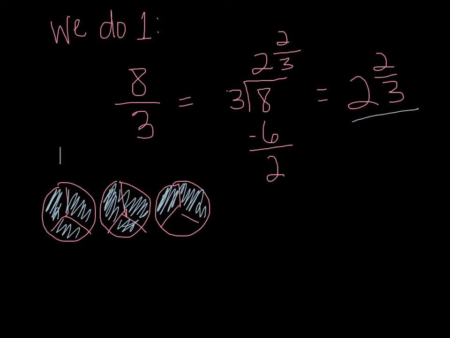Well, didn't I just eat 2 full pizzas? There's my 2. And then out of the next pizza, I ate 2 of the thirds. 2/3. So they're the same thing, just 2 different ways to write them. That's we-do number 1.